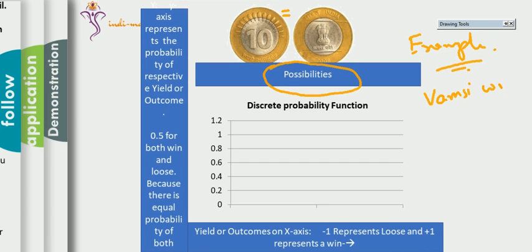Here we need to discuss three things. Firstly, possibilities, which are to win or lose. Second is the yield or outcomes of the possibilities, which are 1 toffee plus or 1 toffee minus. The other one is the probability of the occurrences of the possibilities.